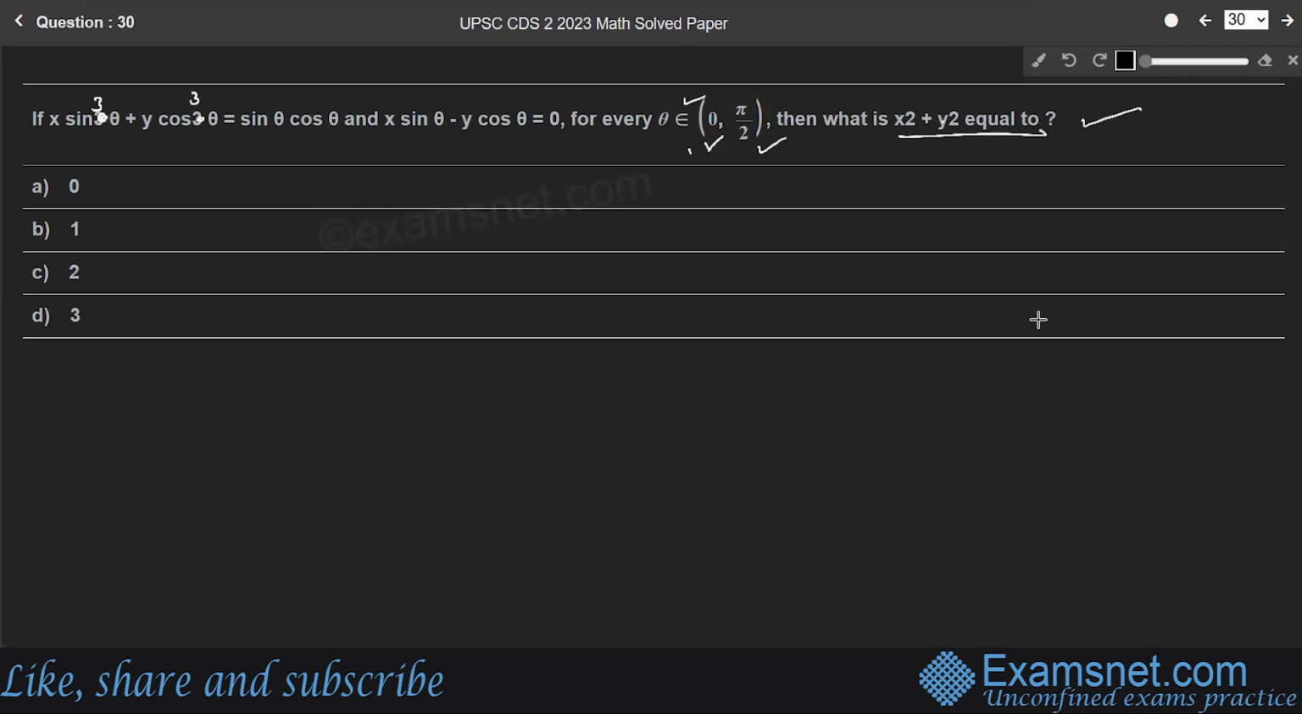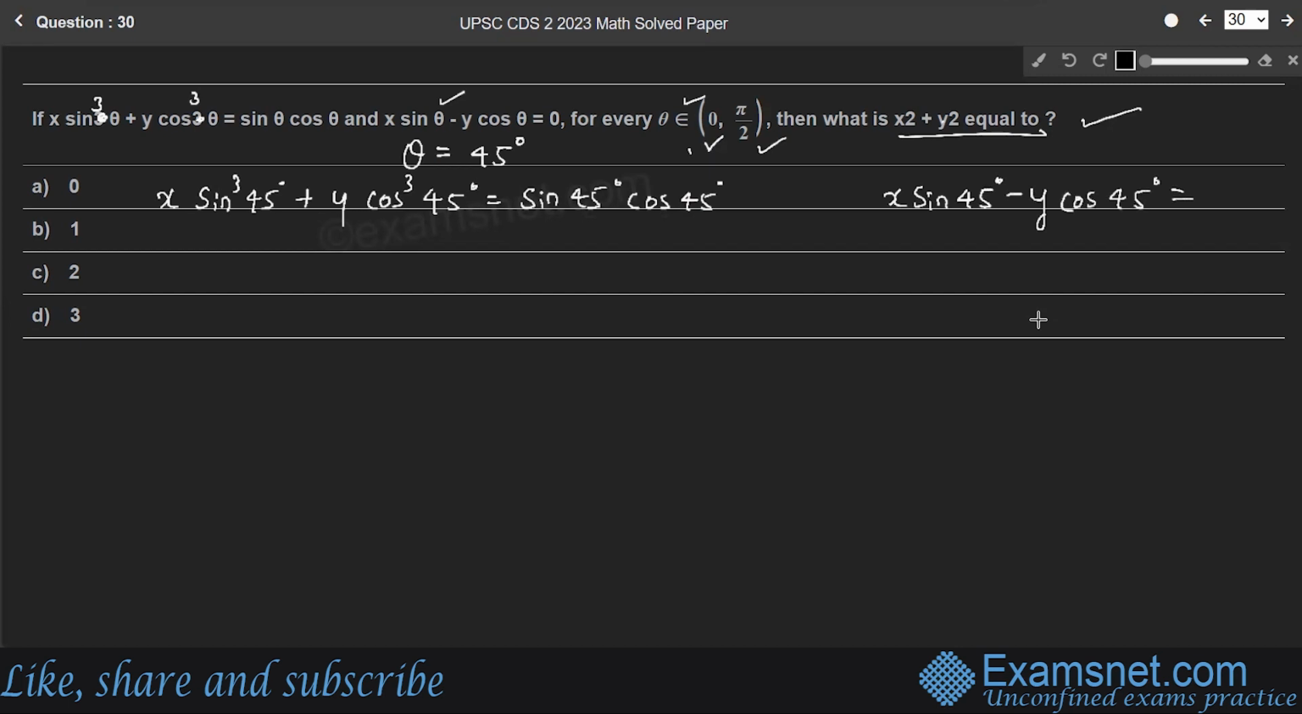So you can take any value of theta between 0 and pi by 2. We'll take theta as 45 degrees; you can even take 30 or 60 degrees, any value can be taken. So the given equation becomes x sin cube 45 degrees plus y cos cube 45 degrees is equal to sin 45 degrees into cos 45 degrees. And the second equation is x sin 45 degrees minus y cos 45 degrees is equal to 0.